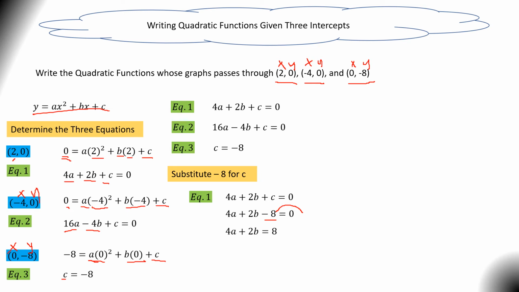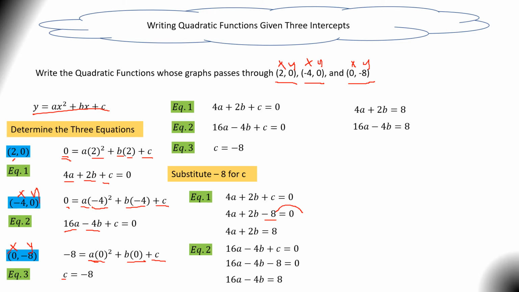Okay. Gets po? Then, equation number 2. 16a minus 4b plus c equal to 0. Palitan lang natin yung c ng negative 8. Okay, ayan na po siya. 16a minus 4b is equal to 8. So, yan na po yung equation 1 and equation 2. 4a plus 2b is equal to 8 at 16a minus 4b is equal to 8.